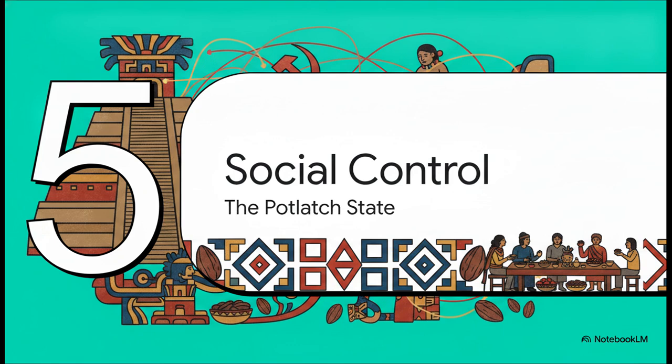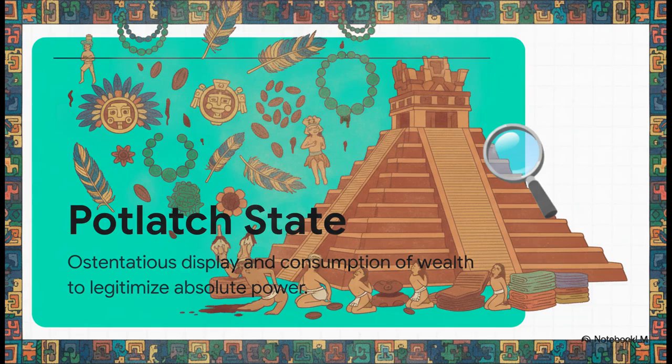Let's look at Section 5, Economics of Social Control, the potlatch state. Let's tie all these threads together. You'll sometimes hear historians and materialists classify the Aztec Empire as a potlatch state. This is basically a society characterized by the ostentatious, highly public display and even the outright destruction of its own wealth and resources just to legitimize absolute power.